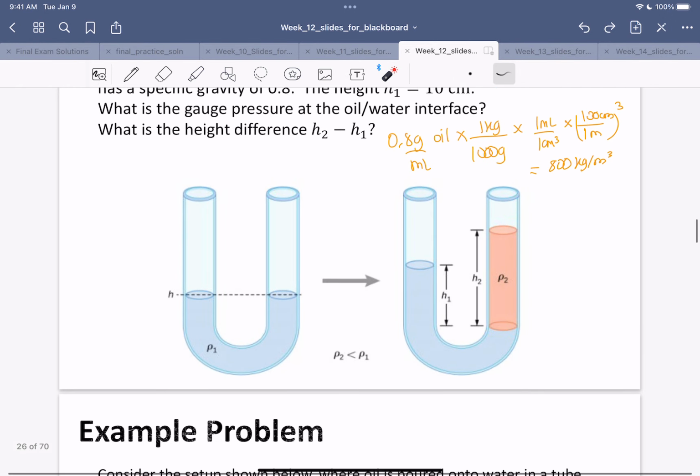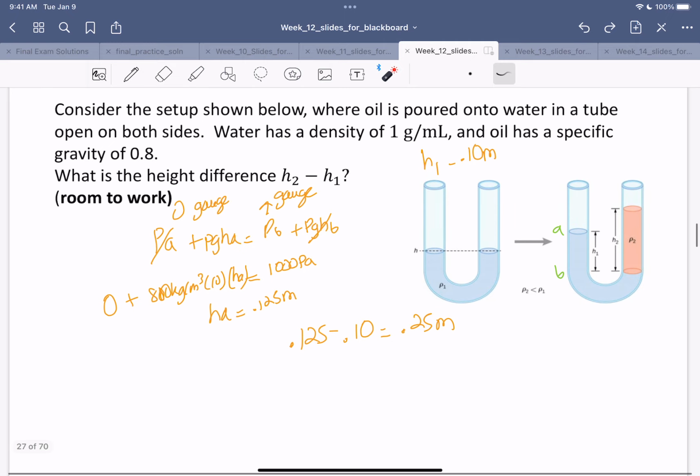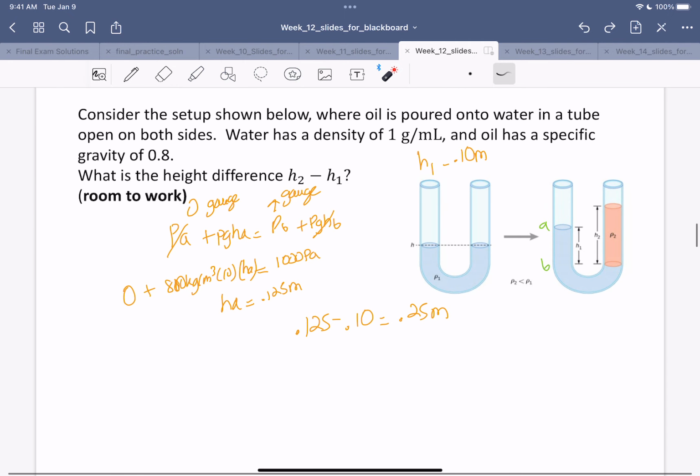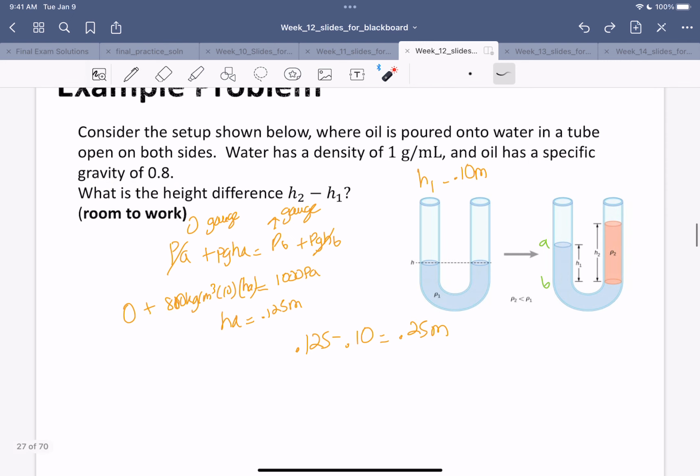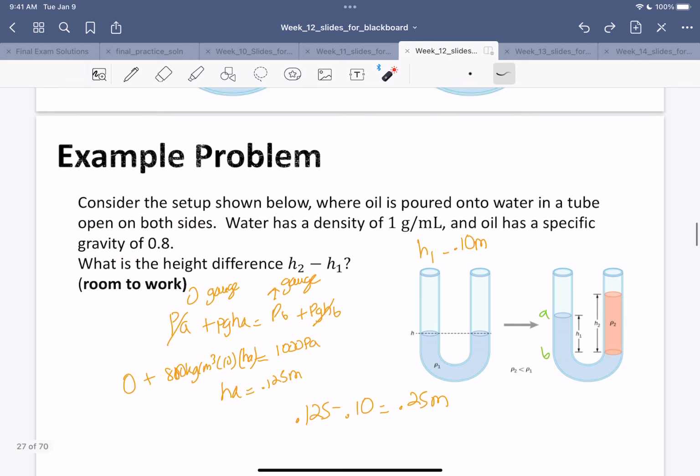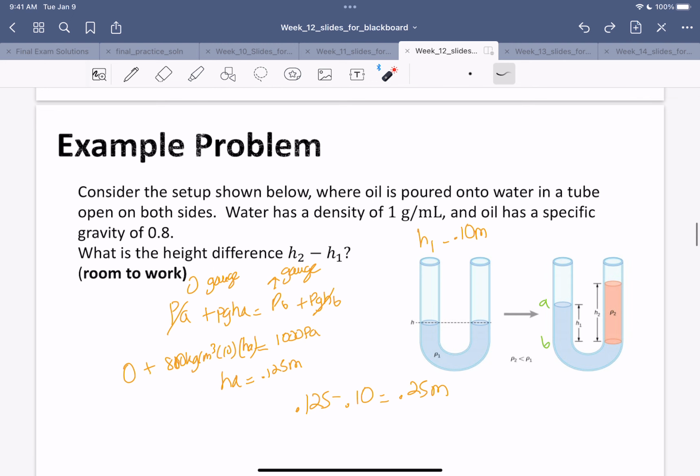This is another example, kind of continuation of that. Let me skip toward this section of it here. It says, consider the setup shown below, where oil is poured onto water in a tube open on both sides. Water has a density of 1 gram per milliliter, and oil has a specific gravity of 0.8, right? So specific gravity, remember we said that was the ratio of the density of the substance, so in this case oil, to the density of water.